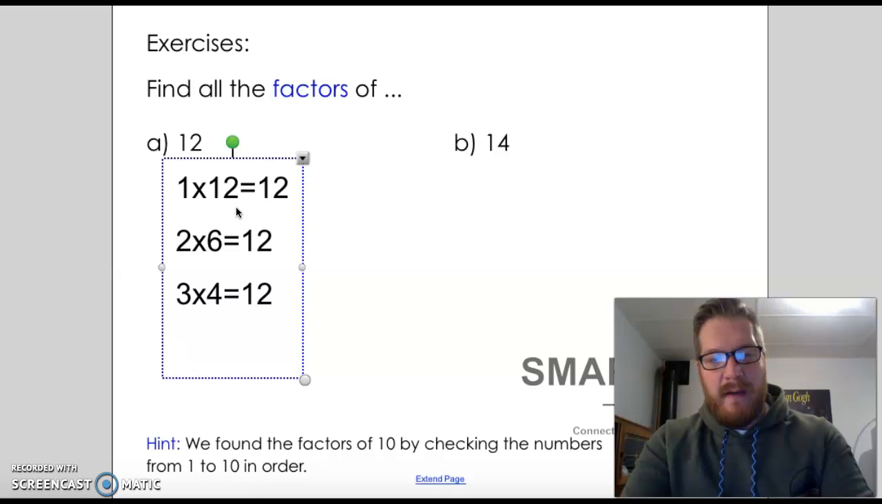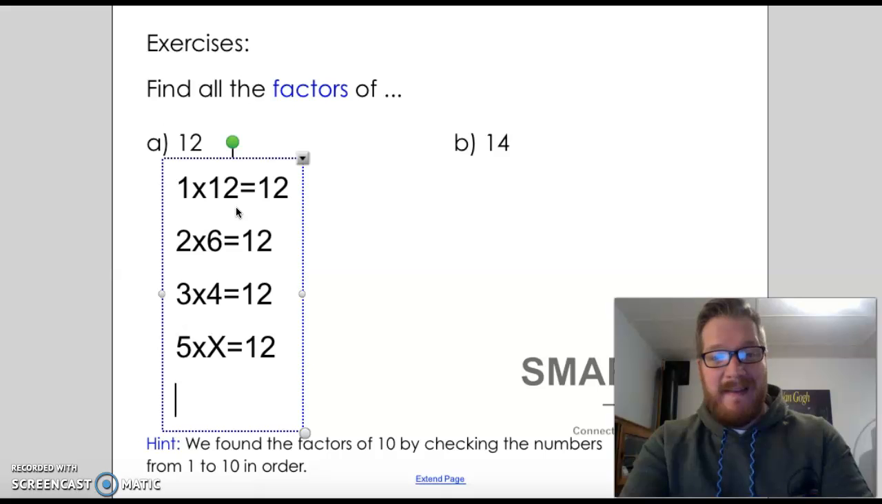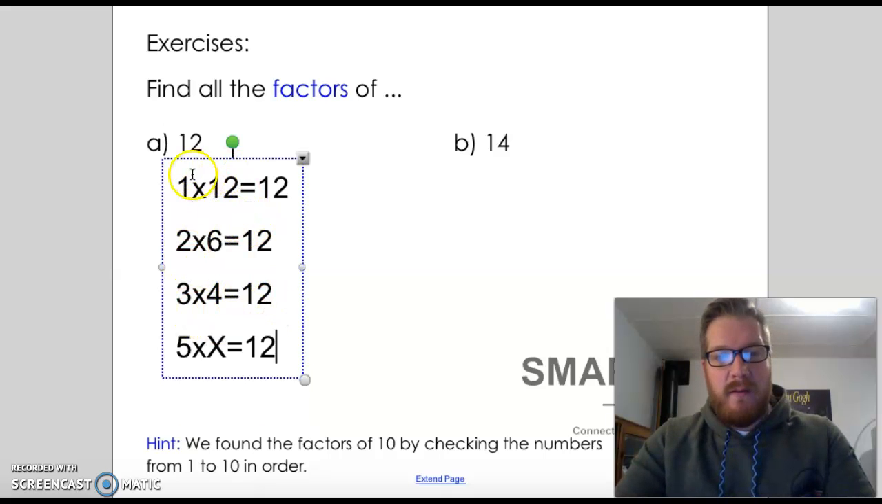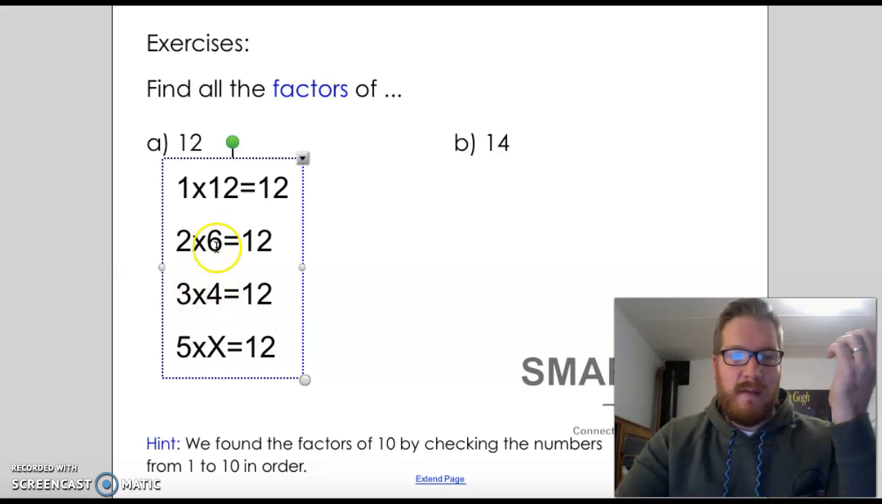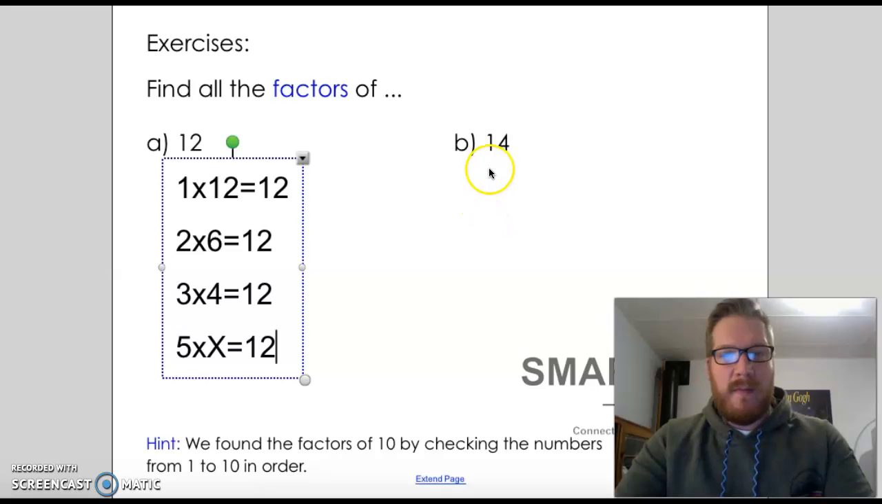So I've got 4. 5 times, there would be no number that equals 12. And we've already got 6. So I've got all the factor pairs, all the factors of 12 here. I've got 1 and 12 and 2 and 6 and 3 and 4. And then I don't need to repeat 6 times 2 or 4 times 3 or 12 times 1 because I've already got them. So I'm not going to repeat them.